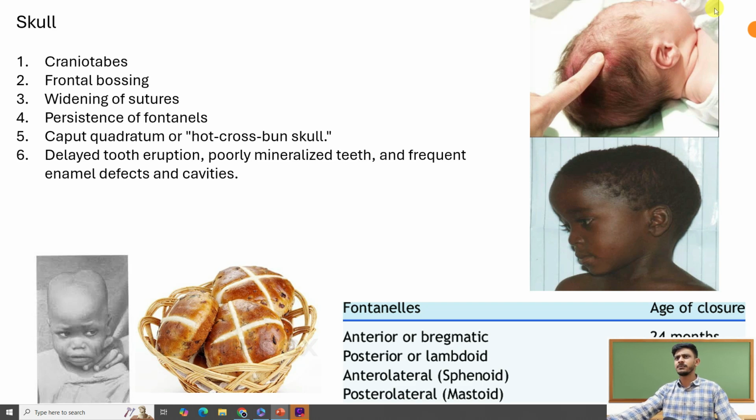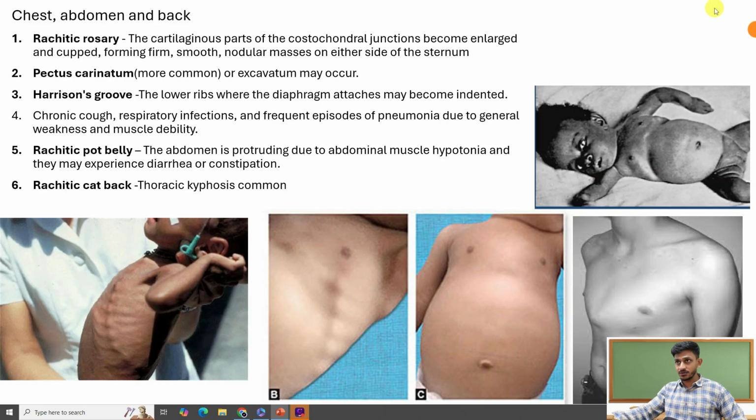This is rachitic rosary. The cartilaginous part of the costochondral junctions becomes enlarged, and you can see this rachitic rosary. Pectus carinatum is more common. Harrison's sulcus or Harrison's groove occurs. This is where the diaphragm attaches, and whenever the diaphragm pulls on the bones here, they can become indented. They can have a chronic cough. They can have a pot belly called rachitic pot belly. They can have thoracic kyphosis called rachitic cat back.